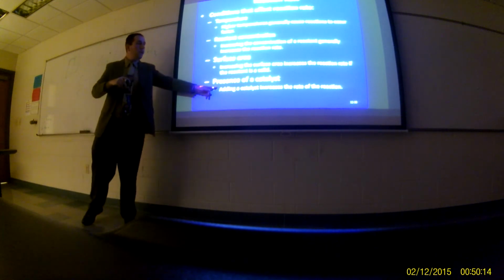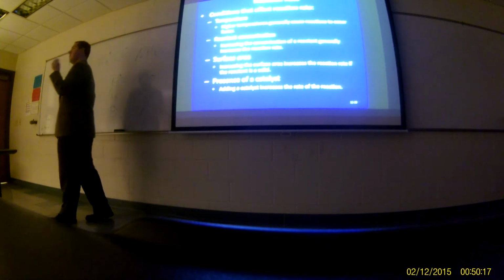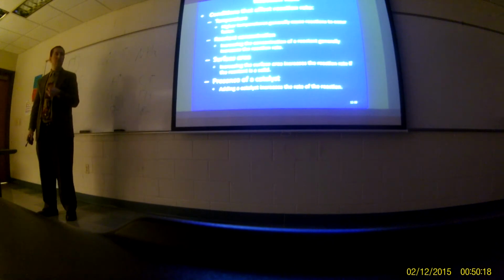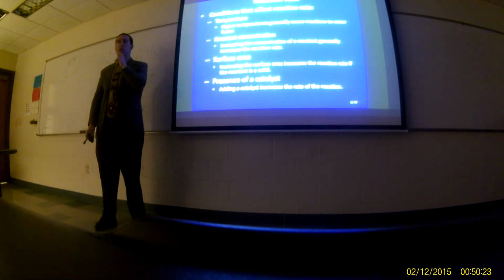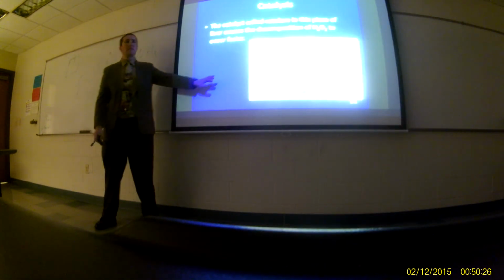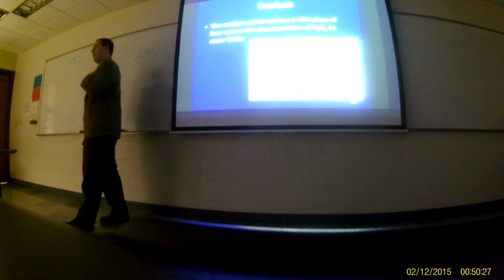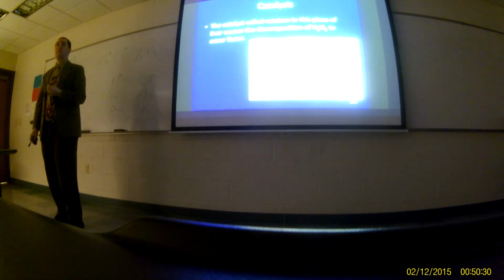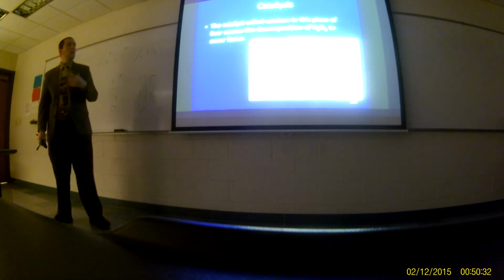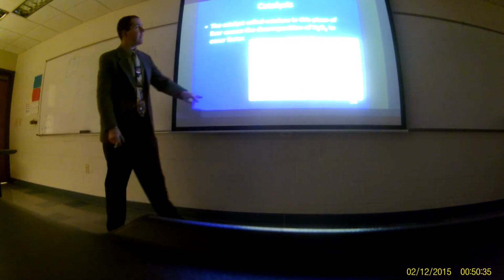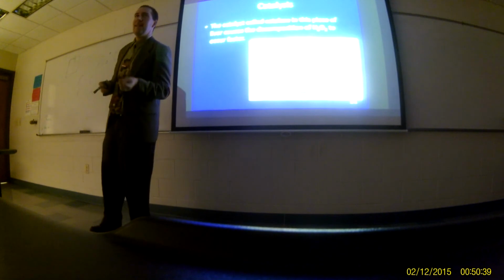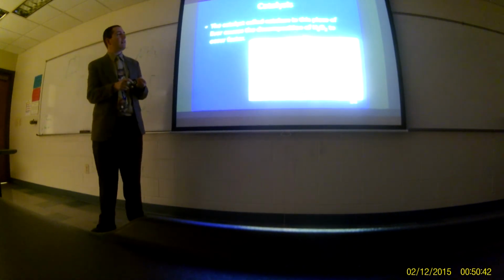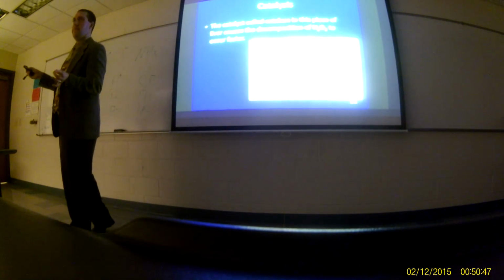Finally, we have the presence of a catalyst. This is the more complicated of the four. A catalyst is something that increases the rate of the reaction. And enzymes in our body, which we'll talk about again next week, are a great example of a catalyst. One of the enzymes in our body, particularly in our liver, is called catalase. Catalase is an enzyme that takes hydrogen peroxide, H2O2, and it breaks it apart.